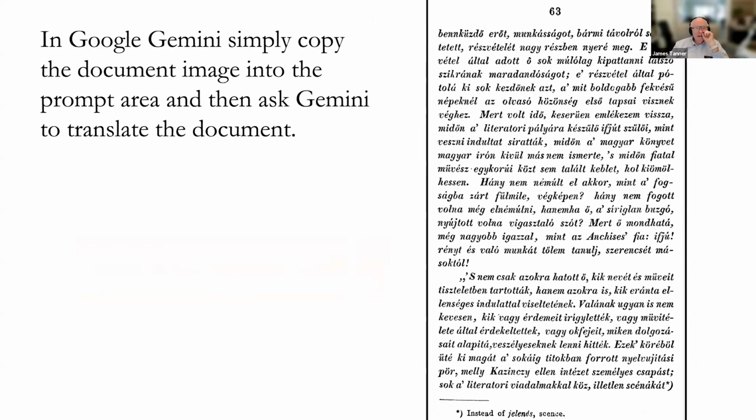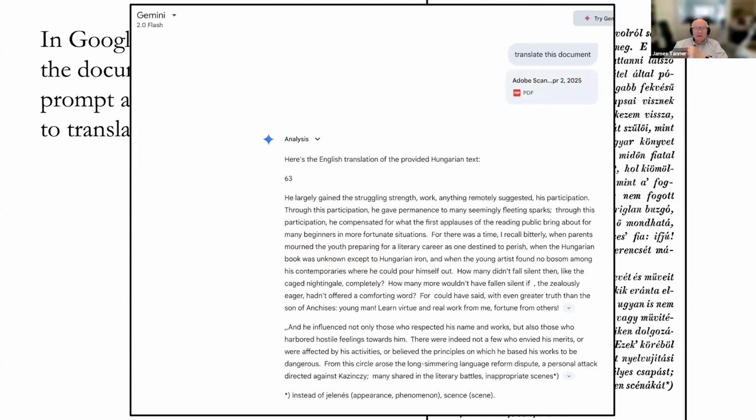So here's how you use Gemini. I got this document, and this again is in Hungarian. I'm going to just drop this into the prompt area and ask Gemini to translate the document into English. So then when I do that, here's the analysis, and here's the English translation of the provided Hungarian text.